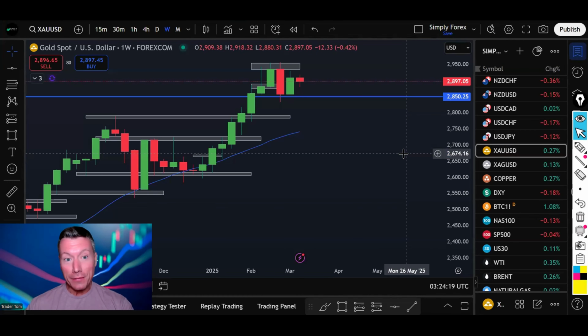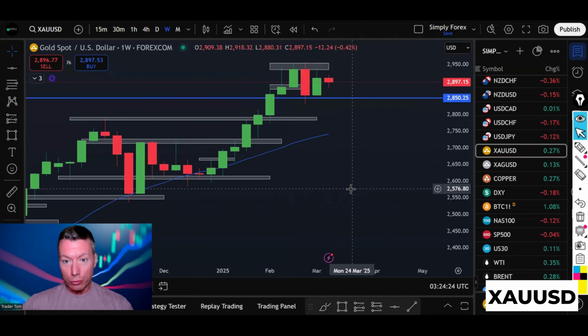Right, guys, let's start with the US dollar. And let's start specifically with gold against the US dollar, because gold is a really good sell trade right now.